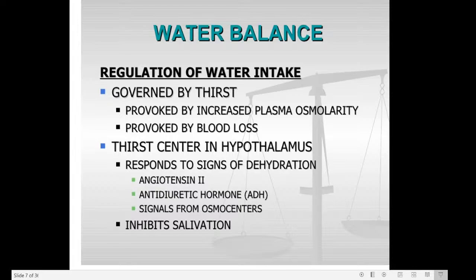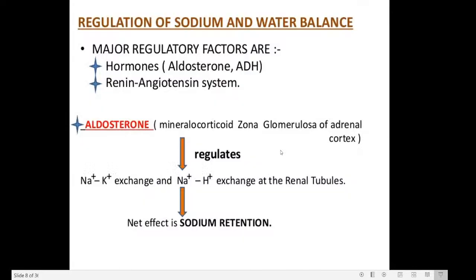Next thing in our water balance is the sodium balance also, because sodium is soluble in water. So if a water balance happens, it means a sodium balance also happens. The major regulatory factors in the sodium and water balance are the hormones. There are n number of hormones in the human system that play a major role. Here the hormones are aldosterone, ADH, the antidiuretic hormone, and the renin angiotensin system.